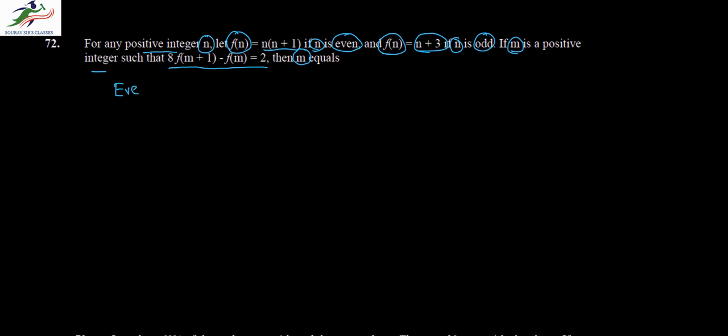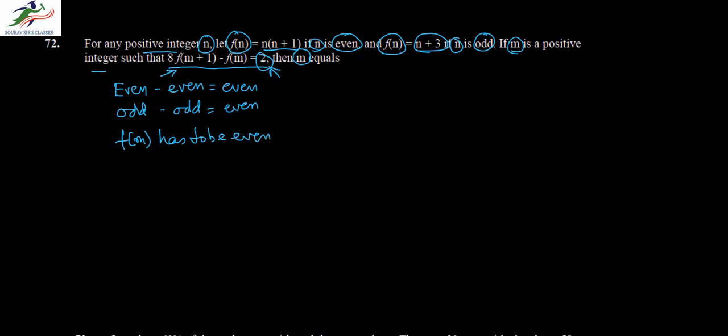Now, we know that any even number minus another even number will be an even number, or an odd number minus another odd number will be an even number. Now we see that 2 is even and 8 into f(m plus 1) will always be even because 8 is even. So f(m) has to be even.